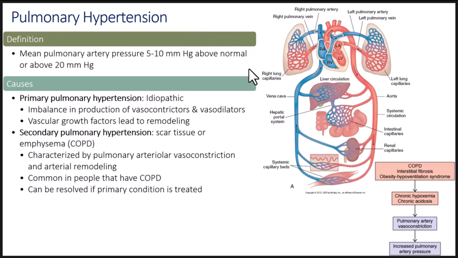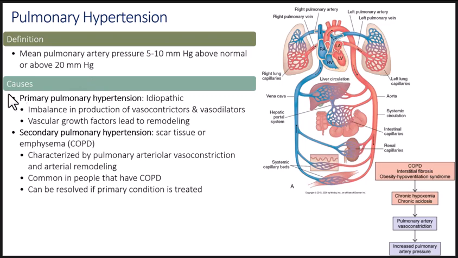cause right heart failure. More specifically, though, pulmonary hypertension is defined as an increase in average pressure within the pulmonary arteries, 5 to 10 millimeters mercury above normal or above 20 millimeters mercury within the pulmonary arteries. You do not need to know those numbers specifically.